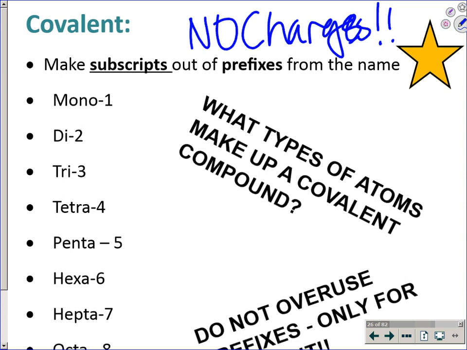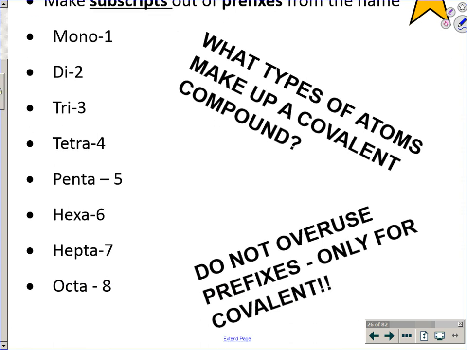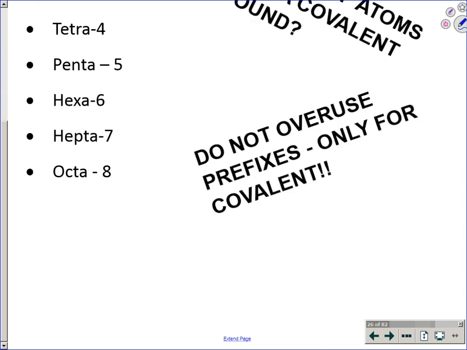Mono, prefix mono means 1. Di means 2. Tri means 3. Tetra means 4. Penta means 5. Hexa means 6. Hepta means 7. That's one that most people kind of get weirded out by. Not septa. Hepta. Octa means 8. And then what's 9? Nona means 9. What's 10? Deca means 10. Dodeca means what? 12. Right, dodeca means 12.